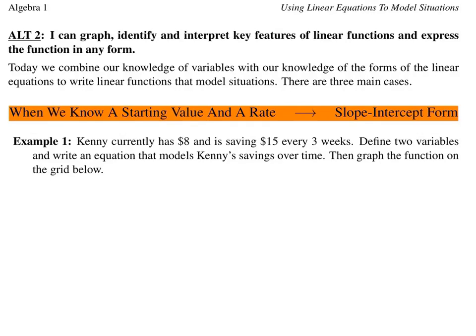Here we have Kenny. He has $8, and he's saving $15 every 3 weeks. We're going to define two variables and write an equation that models Kenny's savings over time. So first off, we need an independent variable. Good old independent variable. As a reminder, this is what you should probably think of as the x. It's the thing that changes whether or not you want it to. And here we're talking about the time. So I'm going to call it t for time.